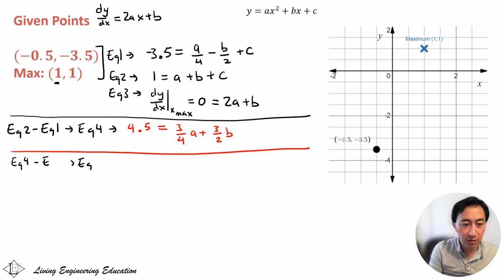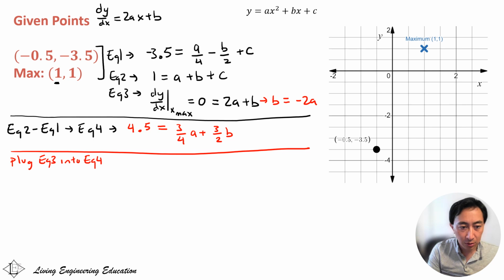Or actually, let's not do that. Let me isolate b here. Let me isolate b from equation 3. I think that'll be easiest. So from equation 3, b is equal to negative 2a. Yeah, so this will be a much cleaner method. So I'll say plug equation 3 into equation 4.